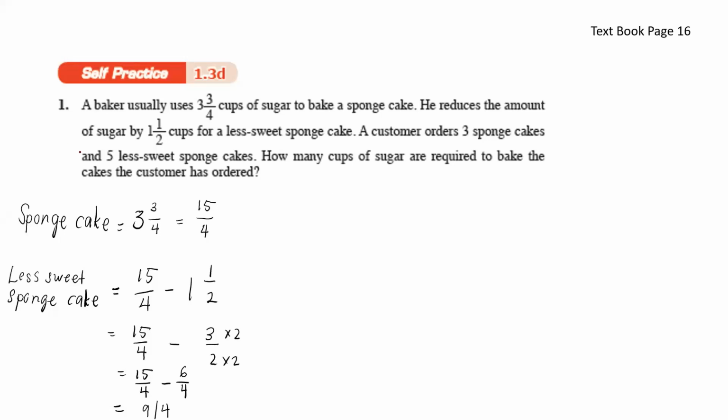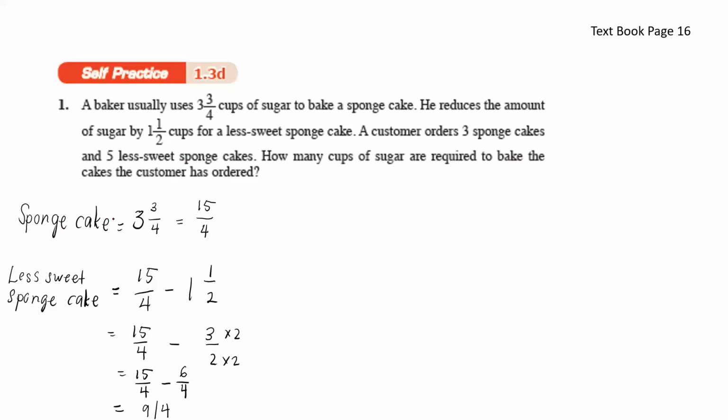A baker usually uses 3 over 4 cups of sugar to bake a sponge cake. He reduces the amount of sugar by 1 over 2 cups for a less sweet sponge cake. A customer orders 3 sponge cakes and 5 less sweet sponge cakes. How many cups of sugar are required to bake the cakes the customer has ordered?